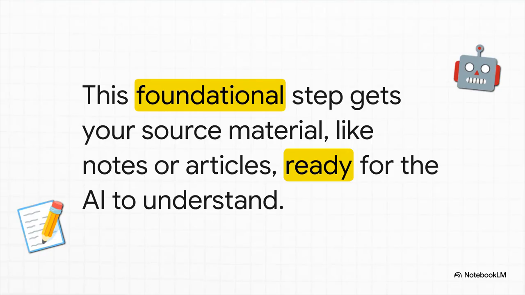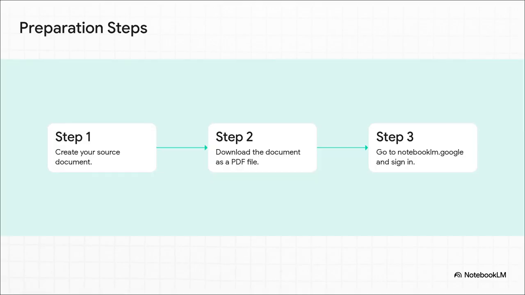All right, first up is phase one, preparation. This is the groundwork. It's all about getting your source material, whether that's a script, some notes, or an article, all ready for the AI to do its thing. And this part is so simple. All you have to do is create your document, and listen up, this is the most important part. You gotta save it as a PDF. That's the file type the AI needs. Once you've got that PDF, just pop over to the NotebookLM website, sign in, and you're done. Seriously, that's it. Preparation complete.